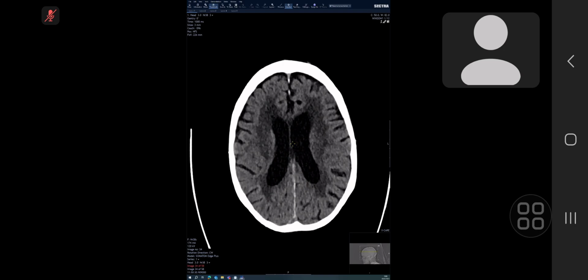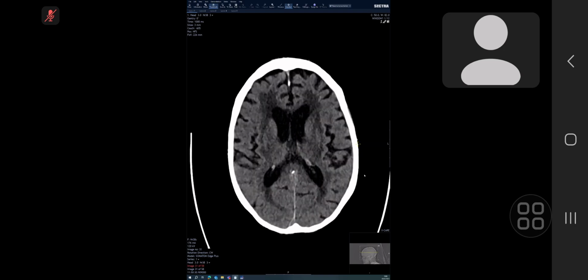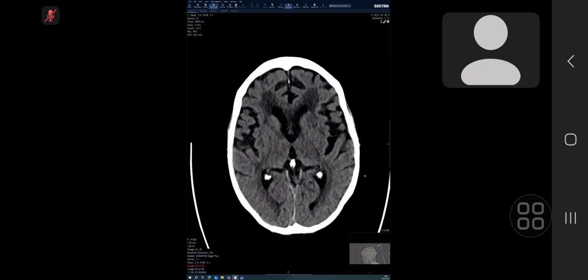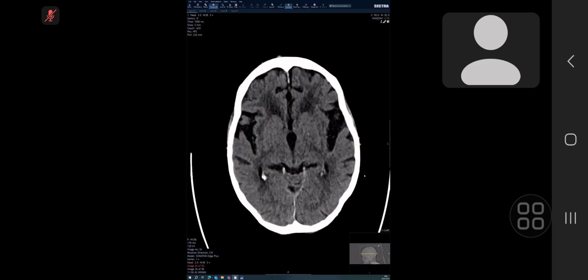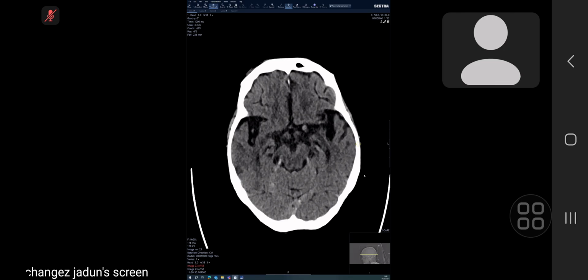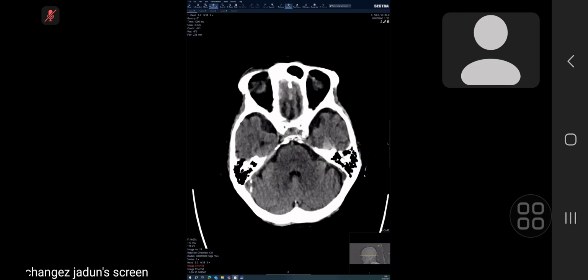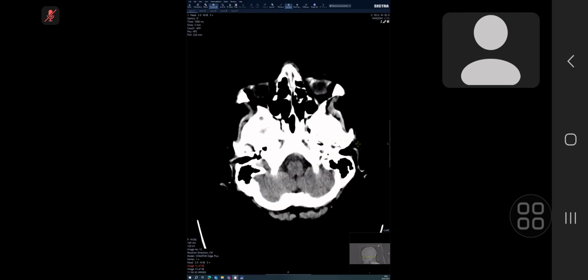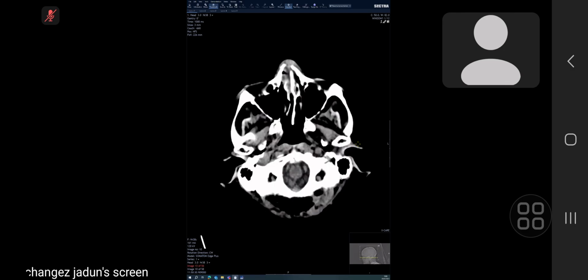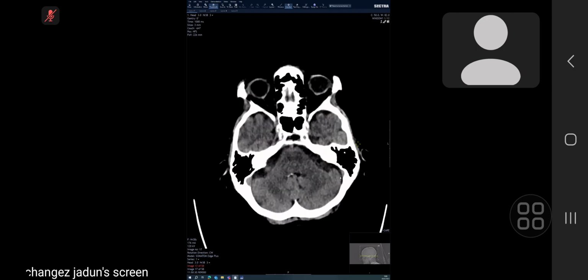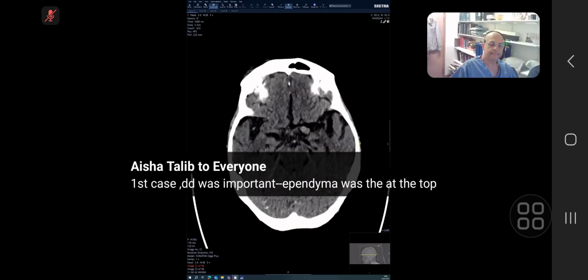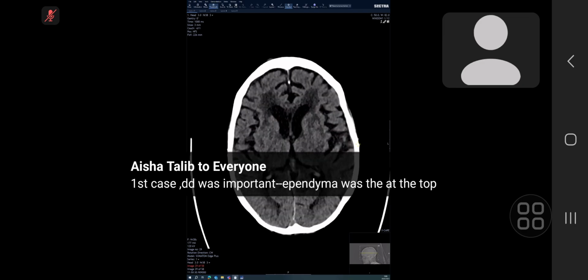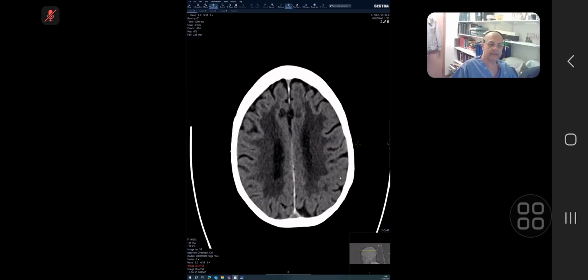I've been provided with non-contrast CT axial sections of this patient, and I can see that there are prominent ventricular system as well as sulci, and besides that, there is pronounced hypodensity of the periventricular white matter as well as the white matter in the centrum semiovale, and some hypodensity was also seen along the capsular region bilaterally.